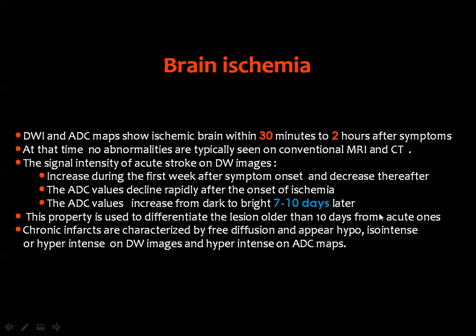The signal of acute stroke is increasing during the first week after symptoms and decreases after that. In the ADC, the lesion will appear black, and the ADC values will decline rapidly after the onset of ischemia and start to increase from dark to bright within 7 to 10 days. At that time, the infarction is turning from acute to subacute and the chronic phases.